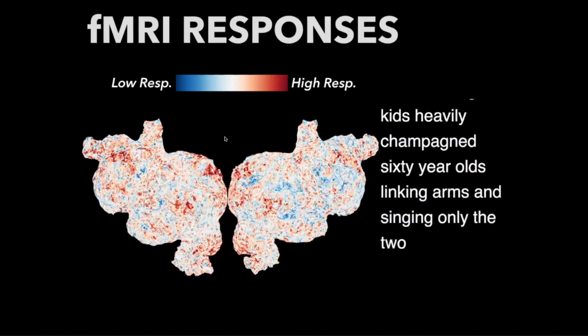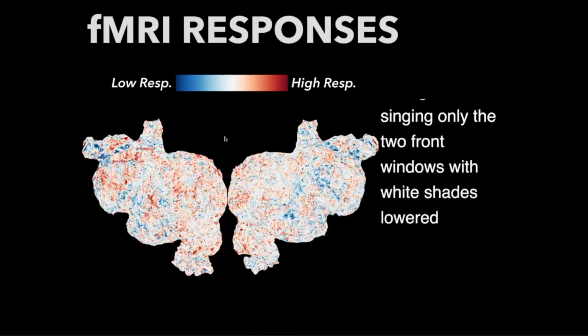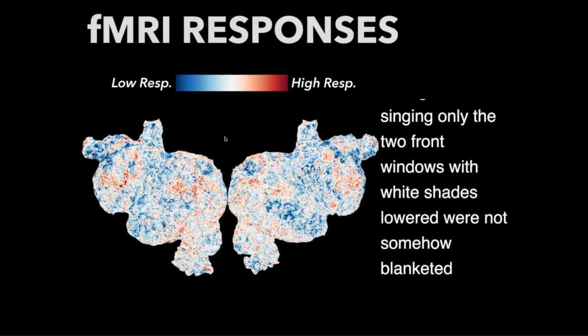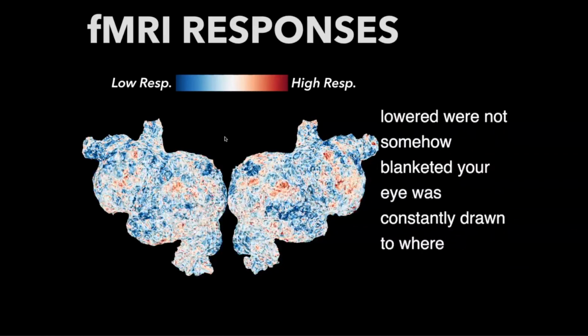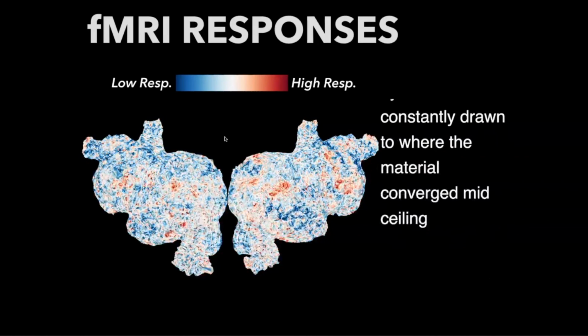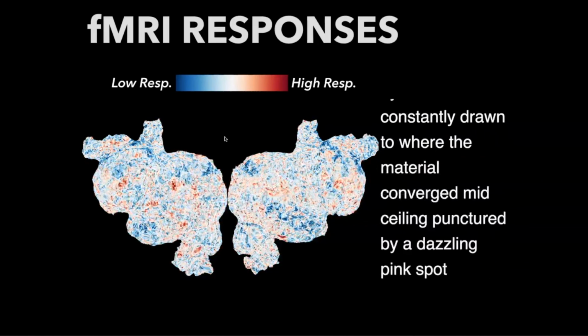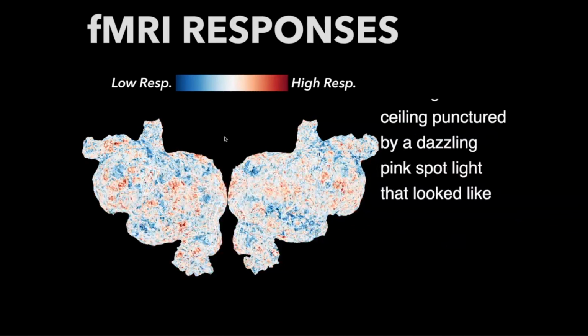Only the two front windows with white shades lowered were not somehow blanketed. Your eye was constantly drawn to where the material converged mid-ceiling, punctured by a dazzling pink spotlight that looked like it might have just vaporized a flamingo.